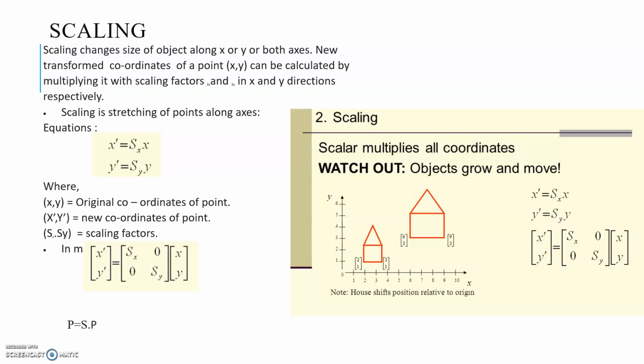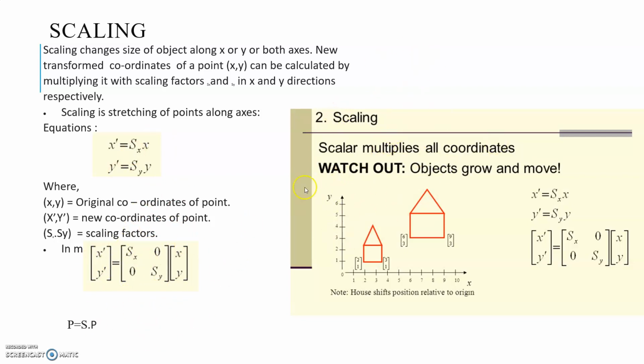The equation of scaling is x dash equals Sx dot x, that is you have to multiply Sx into x, and y dash equals Sy dot y. In this equation, x and y are the original coordinates of a point, x dash and y dash are the new coordinates of a point, Sx and Sy are the scaling factors. Here the matrix format is given. You can see this is a matrix format.